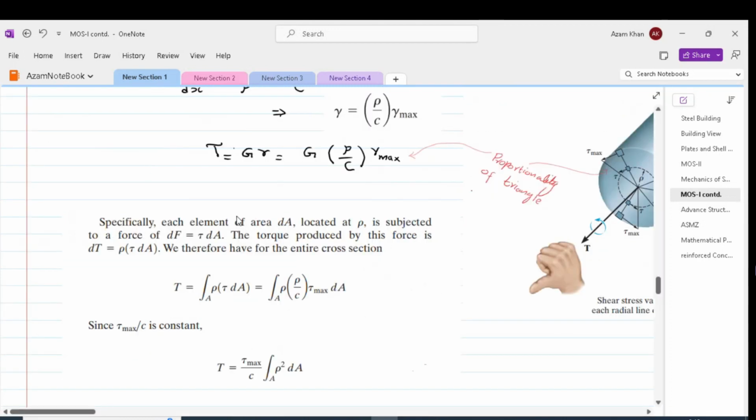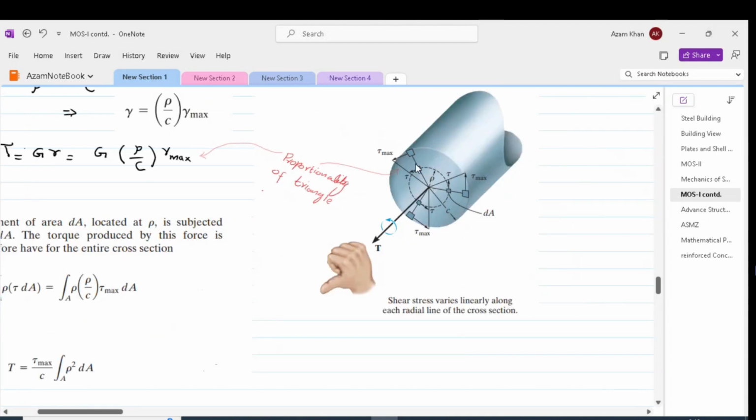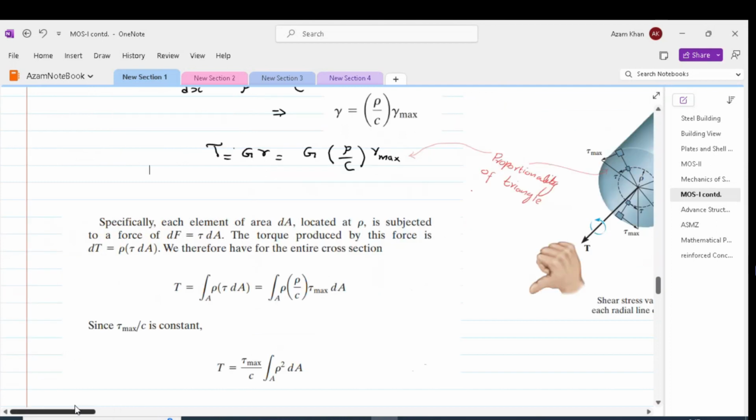We can also try to find the entire torque produced by the element dA. The torque produced by the element dA will be the shear stress times dA times the lever arm. So the element located at a distance rho from the axis has the torque equal to shear stress times the area of the element times the lever arm, which is rho, and that has been done over here. Plugging the value of tau, we get rho times rho by c tau max dA.